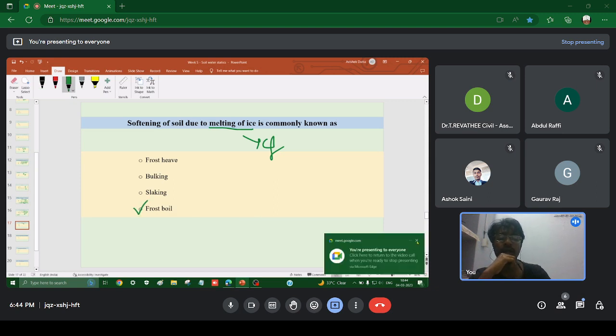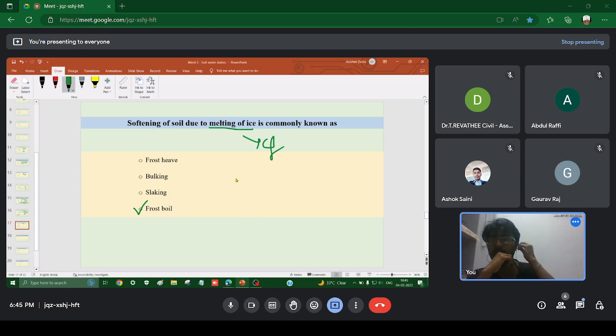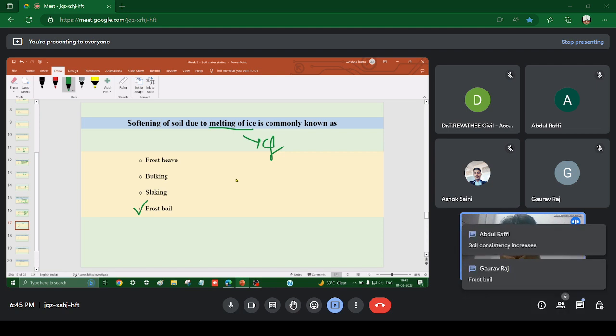Before frost boil, frost heave occurs due to freezing and increase in the volume, freezing of the water in the pores. Now when the water which is frozen, that is the ice in the pores, starts melting, they form a capillary fringe, and because of this melting, there is increment in pressure again over here, and because of this melting, the soil softens.